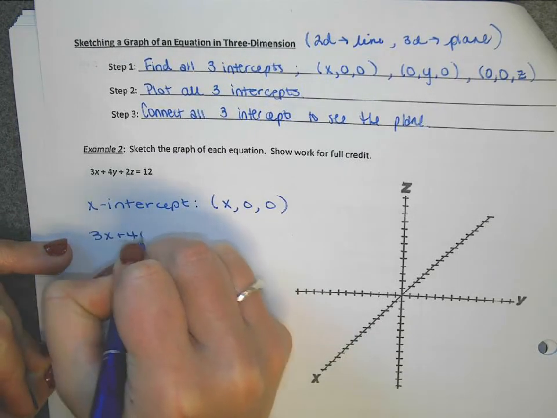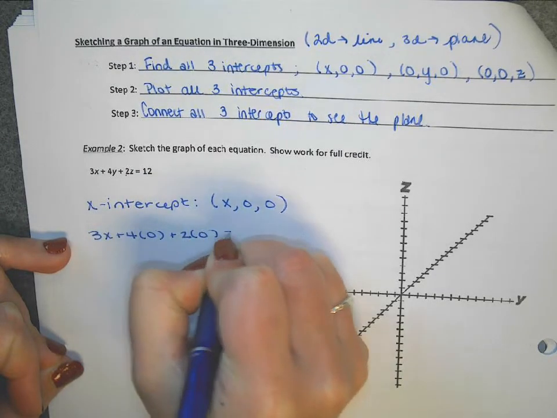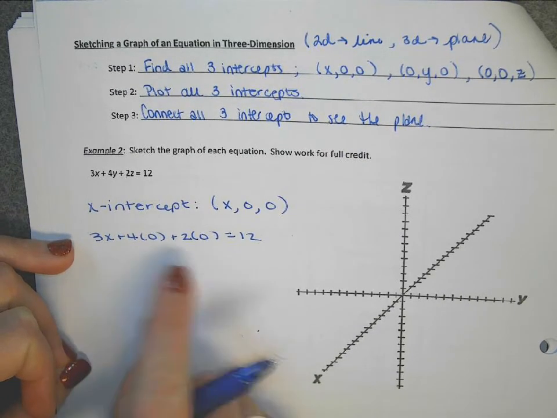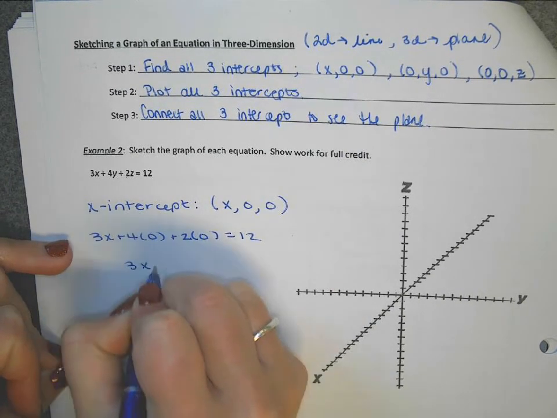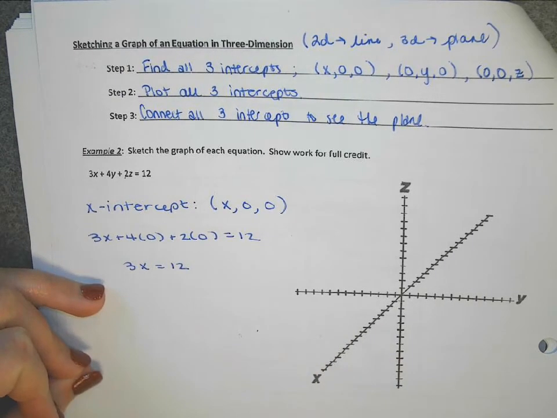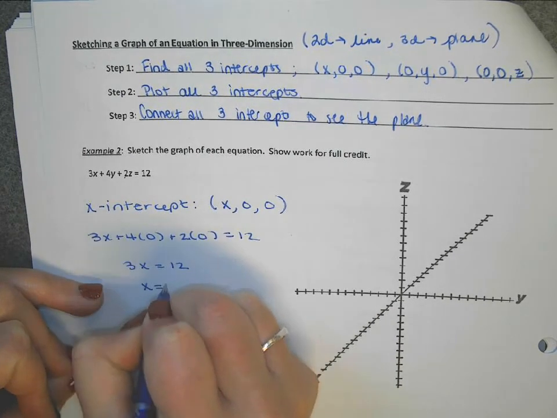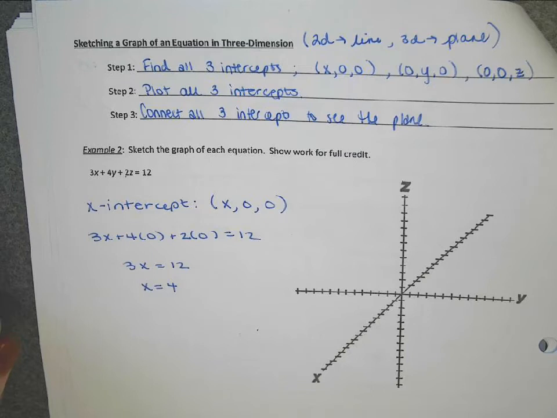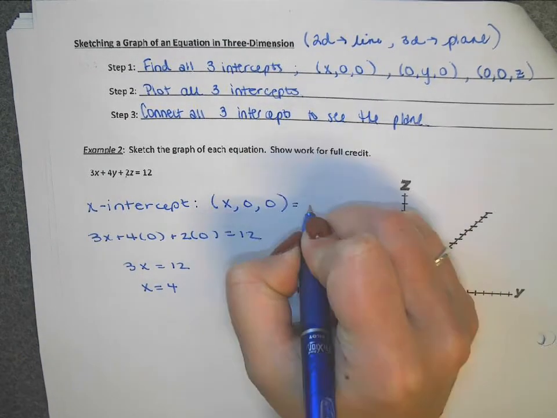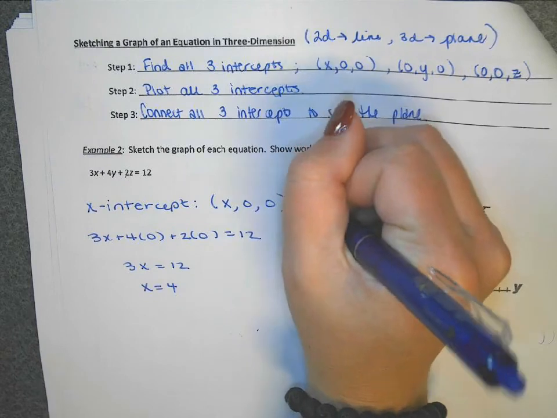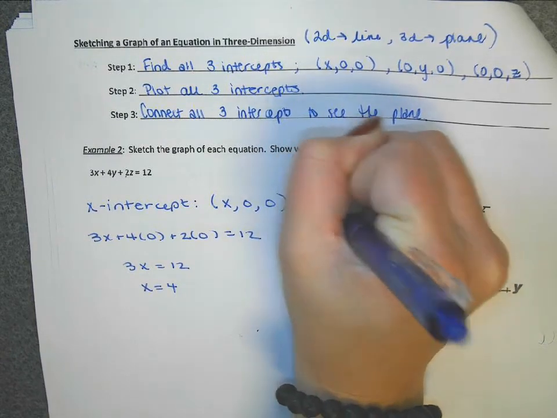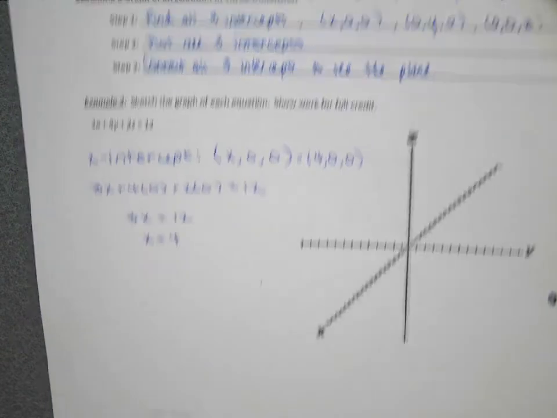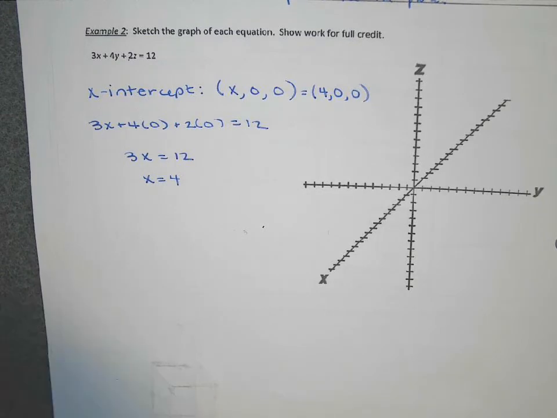3x plus 4 times 0 plus 2 times 0 equals 12. Well, what's anything times 0? 0. So this turns into 3x equals 12. What does x have to be? X is 4. X equals 4 is not an intercept. In this case, that is actually a plane. So I need to write it as this point. So I'm going to come back up here and I'm going to write my x-intercept is 4, 0, 0. Okay, that's one of my intercepts. Then I'm going to move on. I'm going to also find my y-intercept.